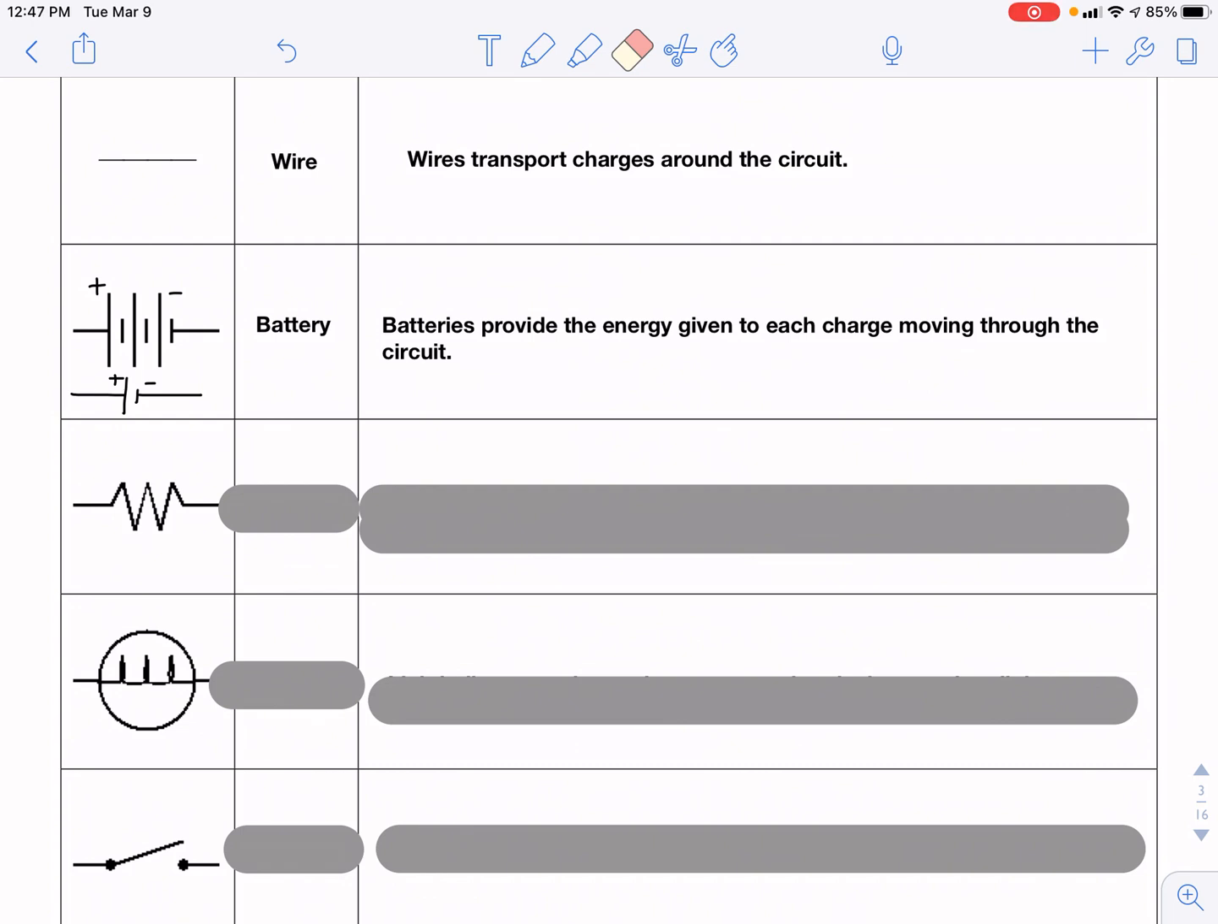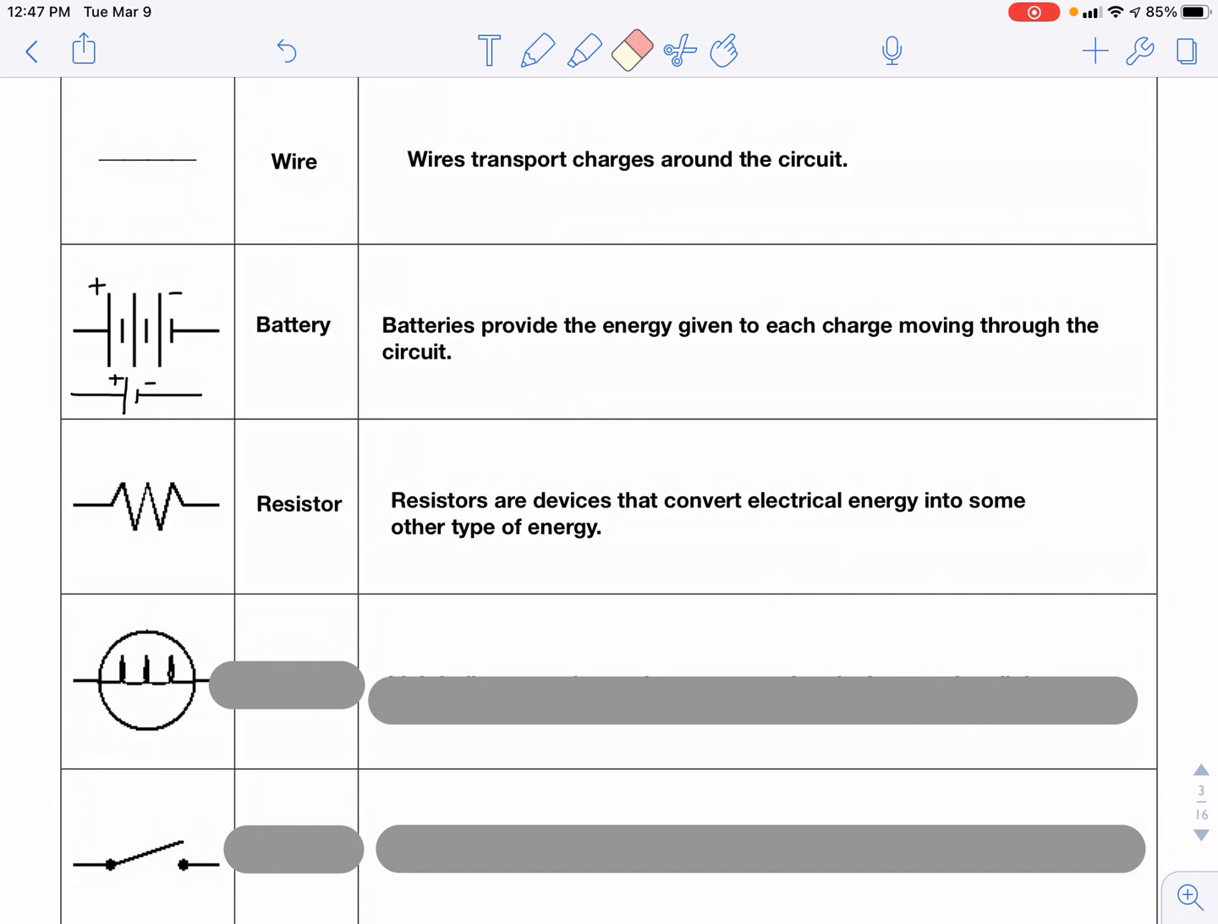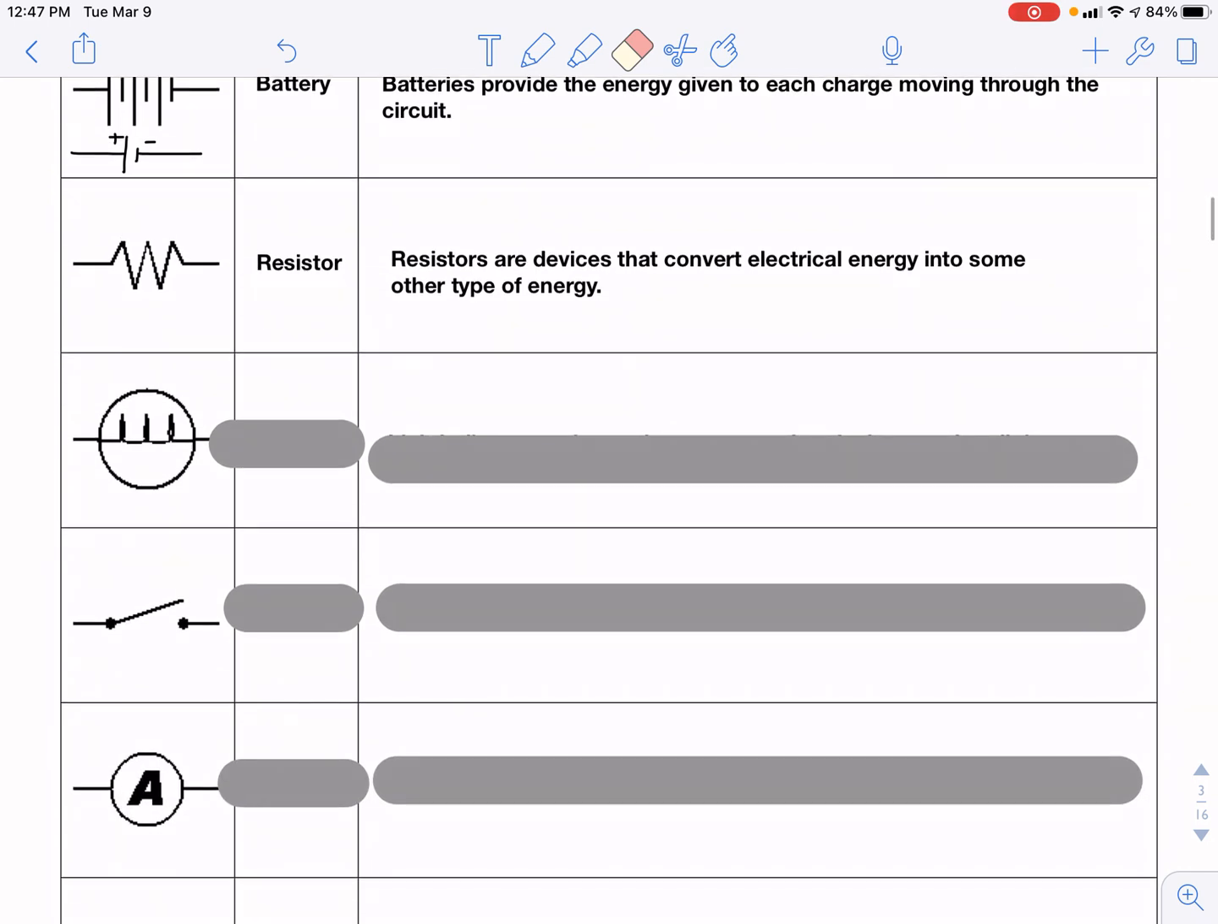The zigzag lines in the middle of the straight line represent a resistor. And resistors are devices that convert electrical energy into some other type of energy. They usually heat up, so usually that other type of energy is thermal energy. It could be light energy as well. It varies on the resistor. An example of a resistor would be a light bulb.